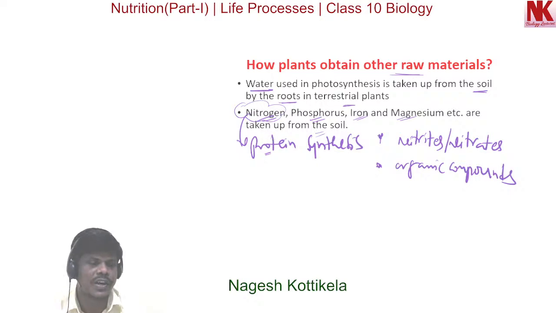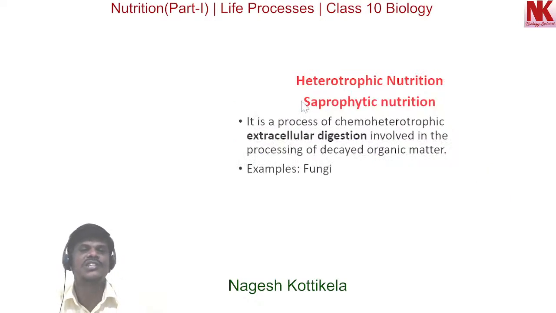Now let's discuss the heterotrophic mode of nutrition. We have already discussed it a little. Heterotrophs are those organisms which cannot synthesize their own food. They depend on plants and animals for their food materials. Heterotrophic nutrition is of different types. One of them is saprophytic nutrition.